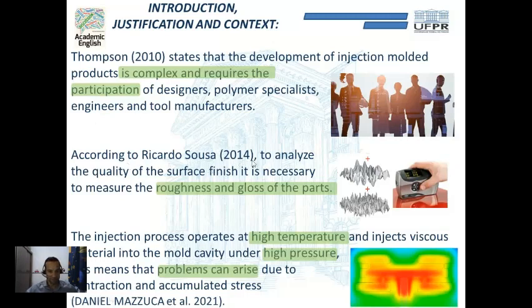Ricardo Souza says that to analyze the quality of the surface finish, it is necessary to measure the gloss and roughness. And finally, Daniel Matsuka et al., 2021, say the injection process operates at high temperature and high pressure. This means problems can arise because of contraction and accumulated stress. Problems like gloss.